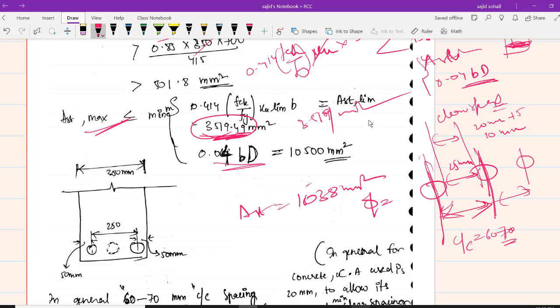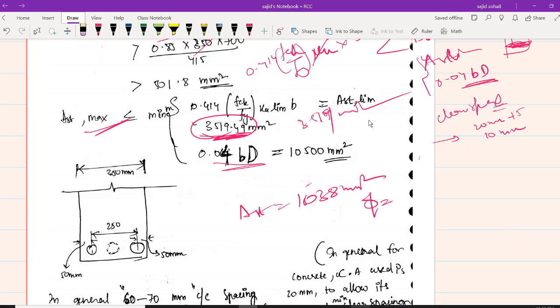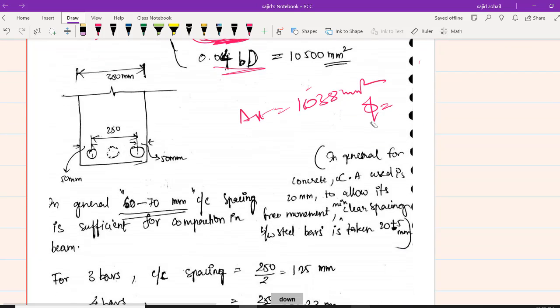I hope you are getting the concept, right? So diameter of your aggregates plus 5 mm, you have to leave as clear space. Okay, that is the clear space. And what is the effective space in general? Center to center space, that is 60 to 70 mm. I hope it is very clear for you. Basically we have to keep this much. Okay, so clear space cannot be less than 25 mm. Done? Did you understand? So like that you have to arrange your bars. Concept is very clear, right?